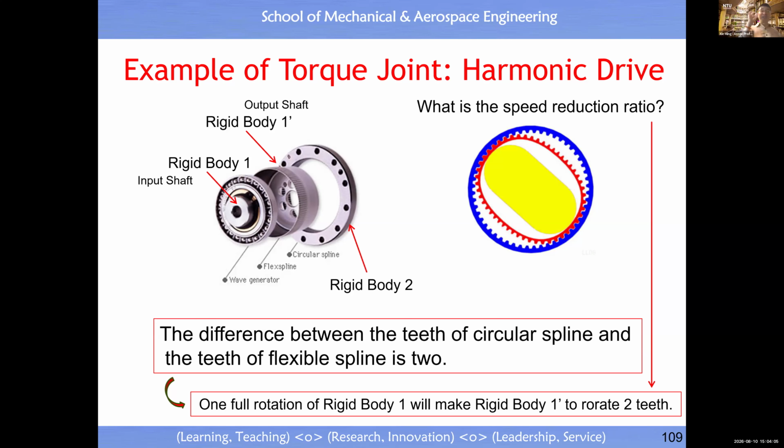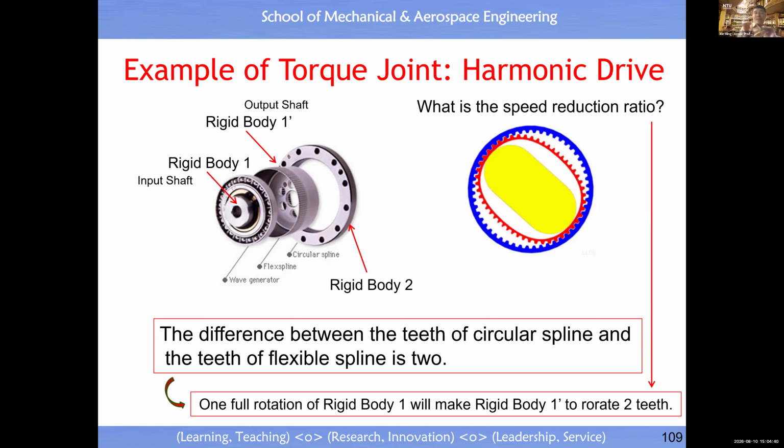If the difference is 0, for example, the number of teeth for rigid body 1 prime is exactly equal to the number of teeth for rigid body 2, the consequence is what? When it rotates, there's no relative motion between rigid body 1 prime and rigid body 2. Yes or no? Relative motion is 0. So in this case, when you rotate rigid body 1, rigid body 2 will not rotate at all, because it will not produce relative motion.